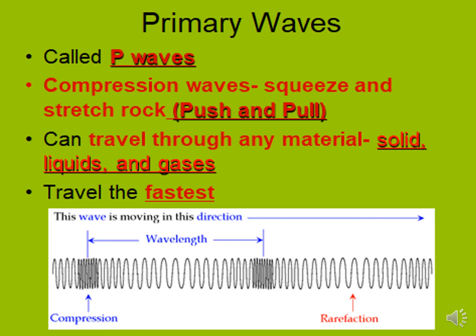this is the fastest. Now, how can we identify the wavelength? Wavelength is from one compression to the next. So here's one compression, here's the next compression. Rarefaction is the area in between. So as you see, that is one wavelength. So when it's real tight together.